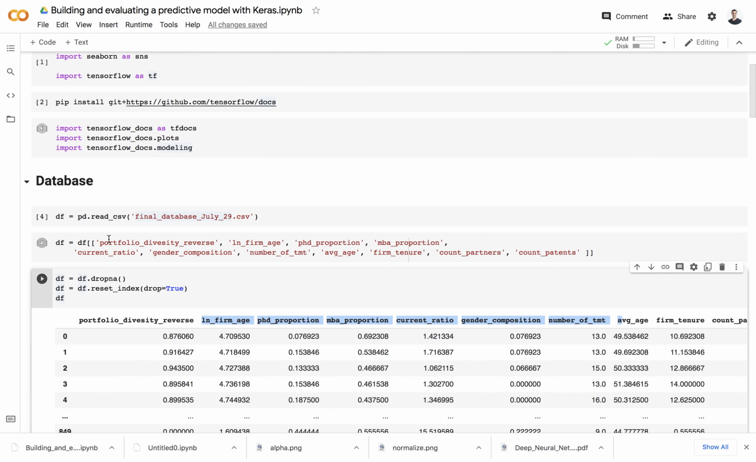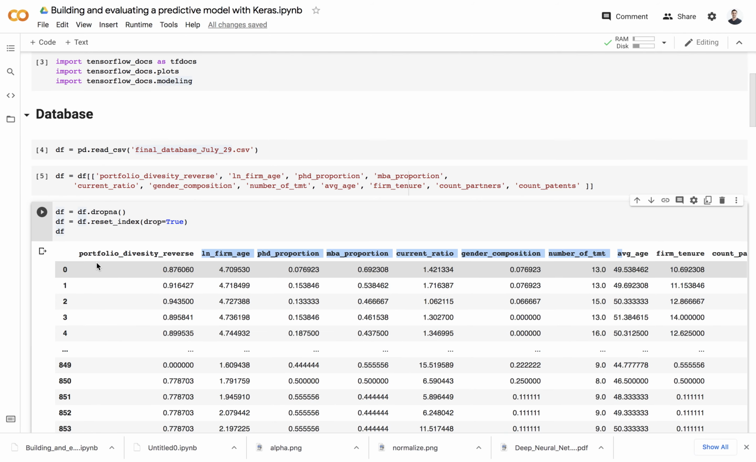The database I will use today is the portfolio diversity database, which ranges between 0 and 1, 0 being the minimum diversity and 1 being the maximum diversity. The purpose of this video is to predict the level of this diversity using these variables.